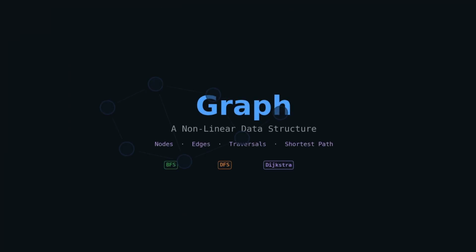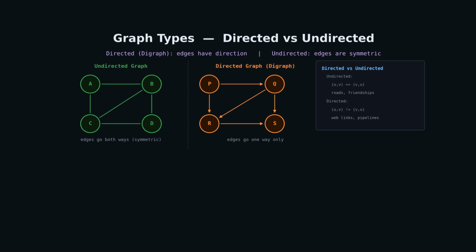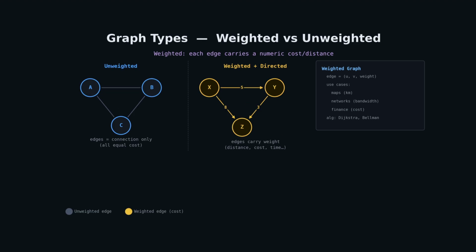A graph is a collection of nodes connected by edges. Unlike a tree, a graph has no hierarchy. Edges can be directed, pointing in one direction, or undirected, allowing movement in both directions. Edges can also be weighted, where each edge stores a value such as distance, time, or cost.